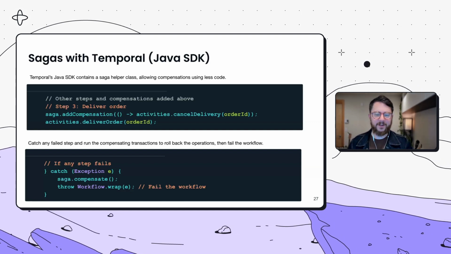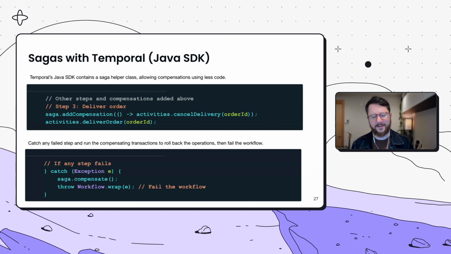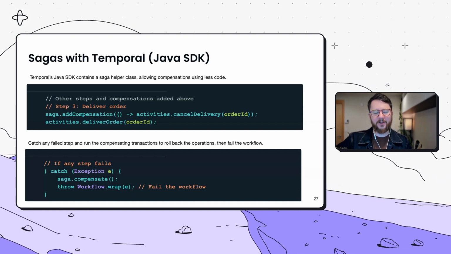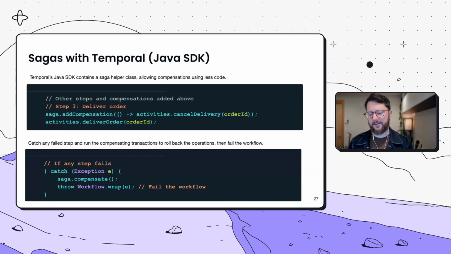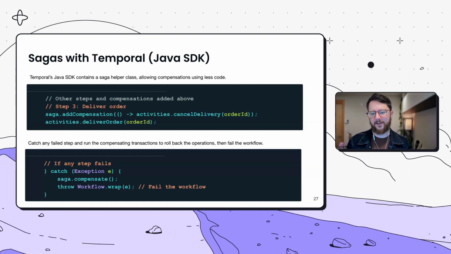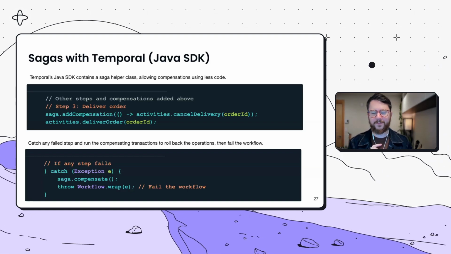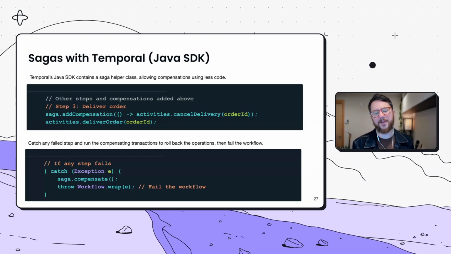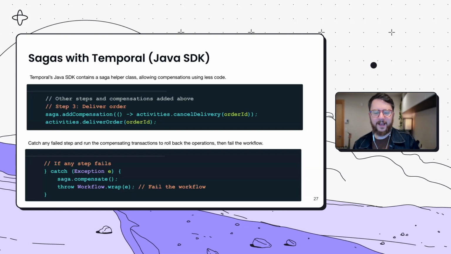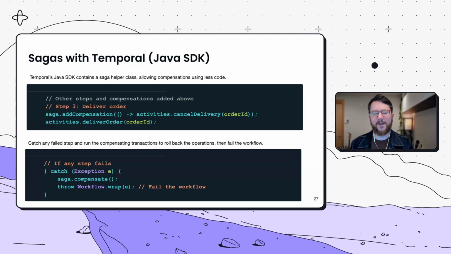We catch that exception in the same way we did in the last slide. But we run compensate, and all compensate does is iterate through a list of compensations in reverse order. So the last compensation we added, it's going to execute that first. And so in this case, it's going to run the compensation for cancel delivery, and it's going to run the compensations for restocking the inventory, refunding the payment, so on and so forth. But this is just a simpler one-line way to do it. And then finally, again, because this is an unrecoverable situation, we are going to fail the workflow.